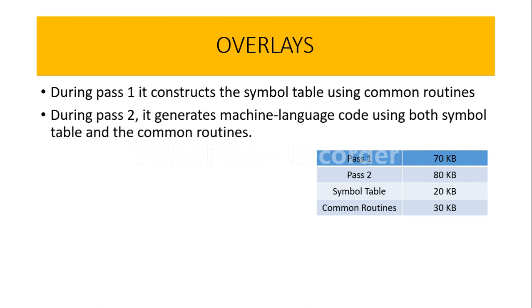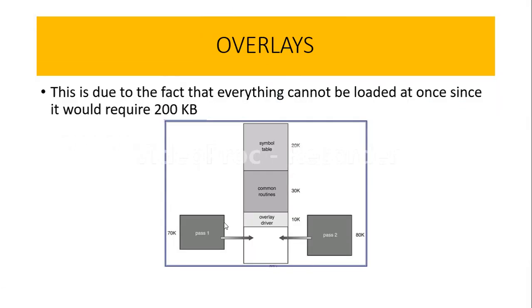So this is the basic concept of overlays. Hope you understood how exactly the overlays concept works. Now let us see the diagram of how overlays work. As I have told you, during pass 1 only the symbol table, common routine and pass 1 are loaded onto the main memory, whose size will be around 120 KB.